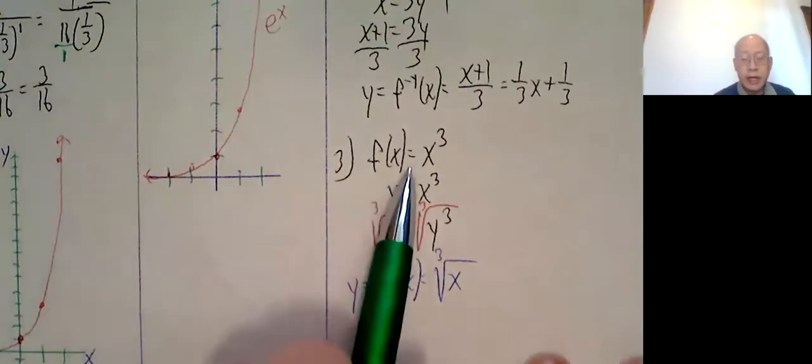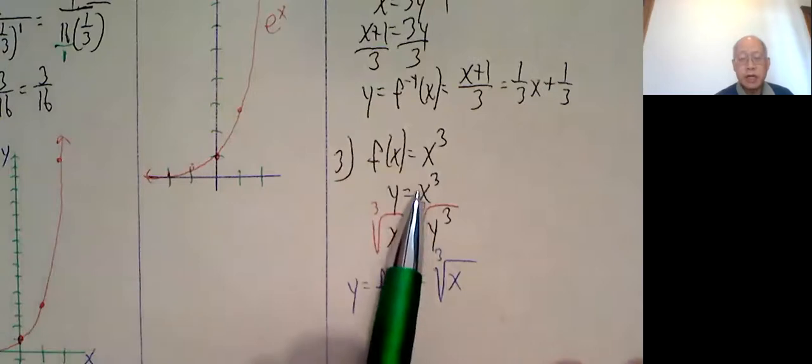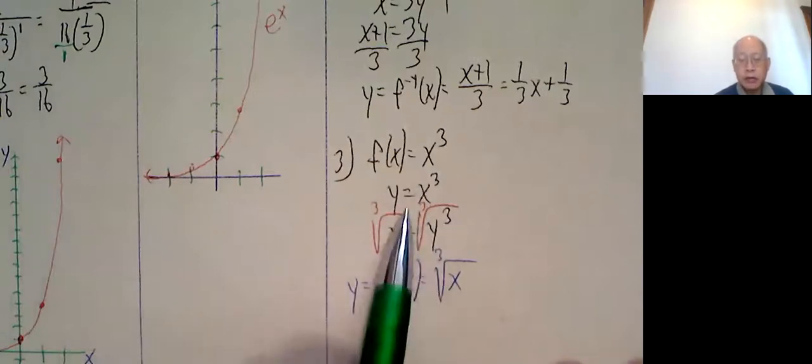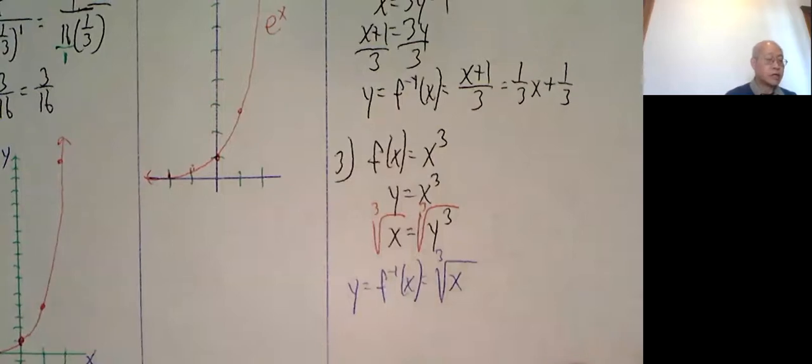Number 3, f of x equals x cubed. Find the inverse function. Write it as y equals x cubed. Switch around x and y, x equals y cubed. How do you get rid of the 3? Do the cube root of both sides. So y equals f inverse of x is the cube root of x, would be considered the inverse function in this particular case.